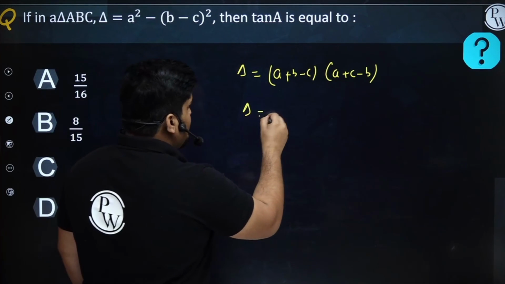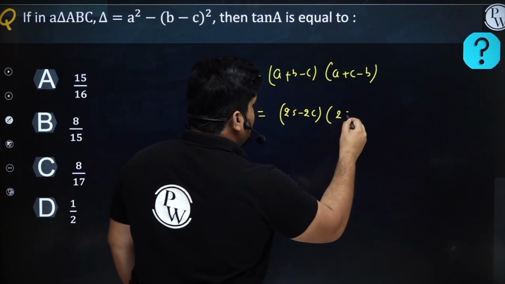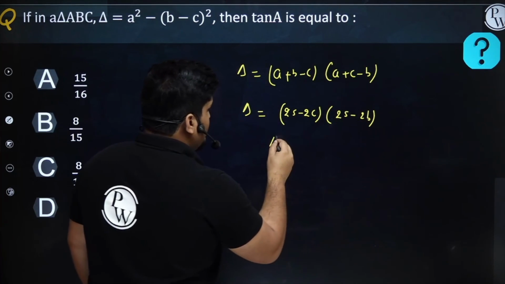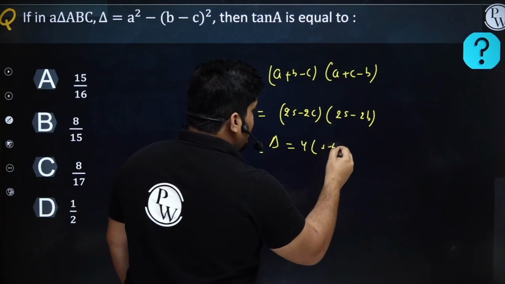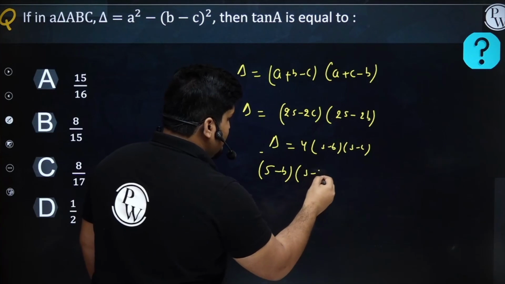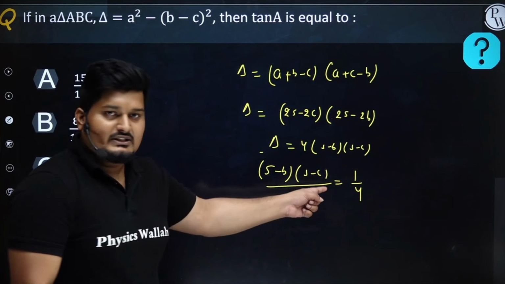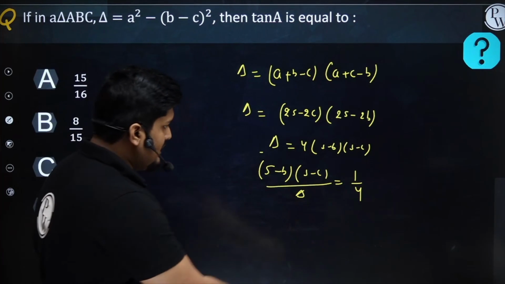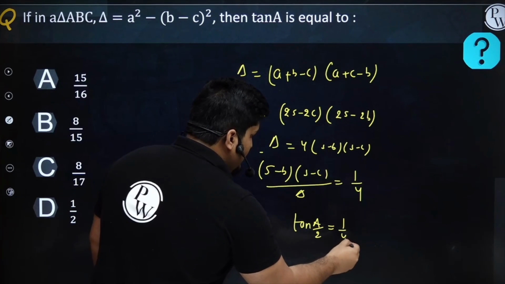So delta is equal to, can I say that this is 2(s minus c) into 2(s minus b). So I have delta is equal to 4 times (s minus b) into (s minus c). So I get (s minus b)(s minus c) divided by delta is equal to 1 upon 4. And what is it? This is the half angle formula for tan A by 2. So we get tan A by 2 is equal to 1 by 4.